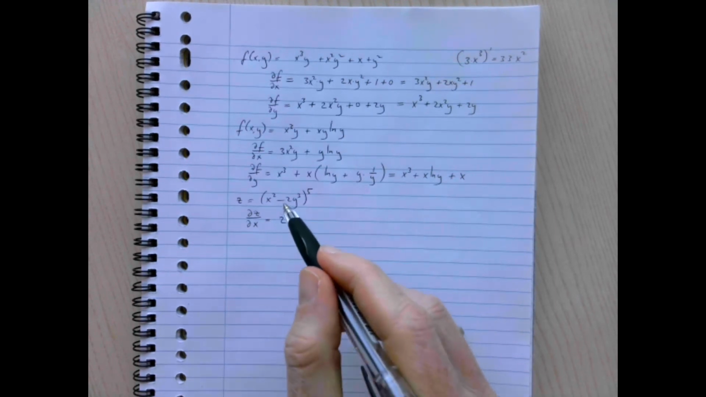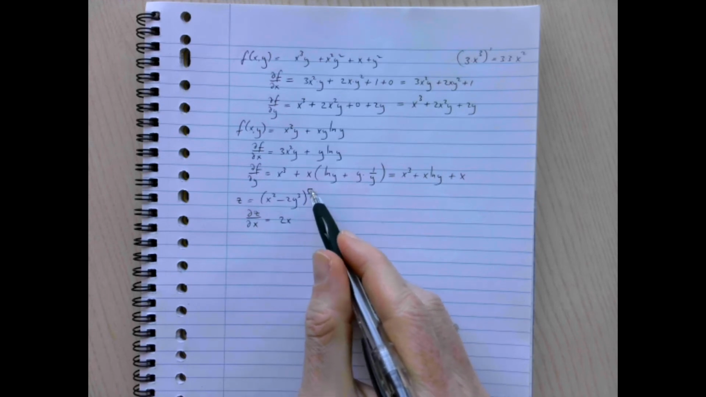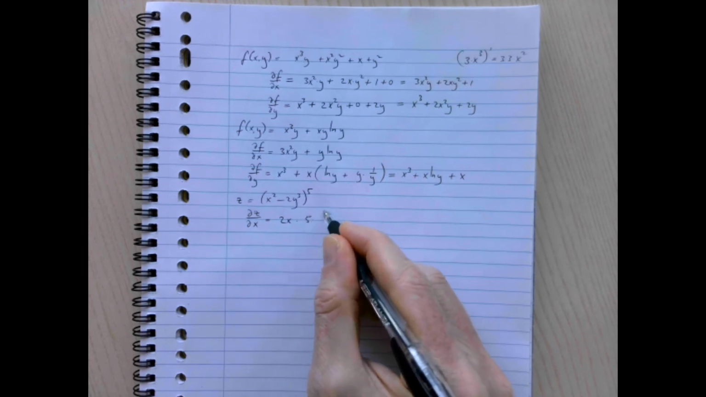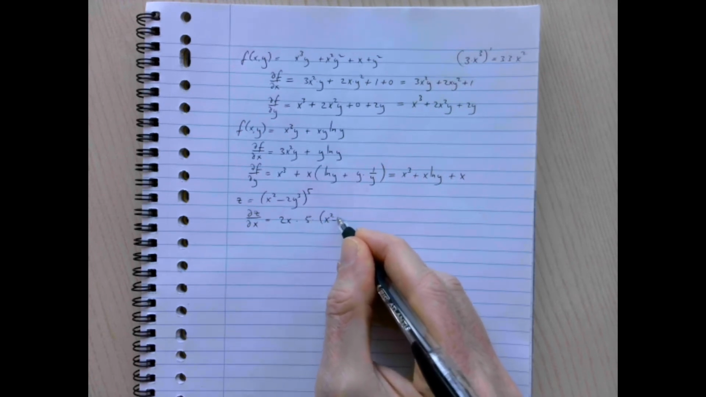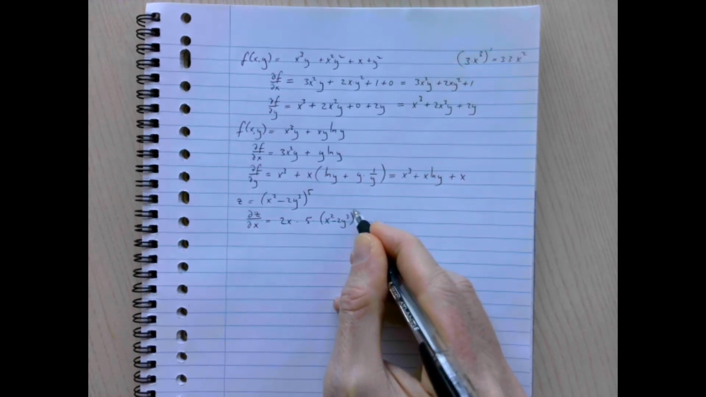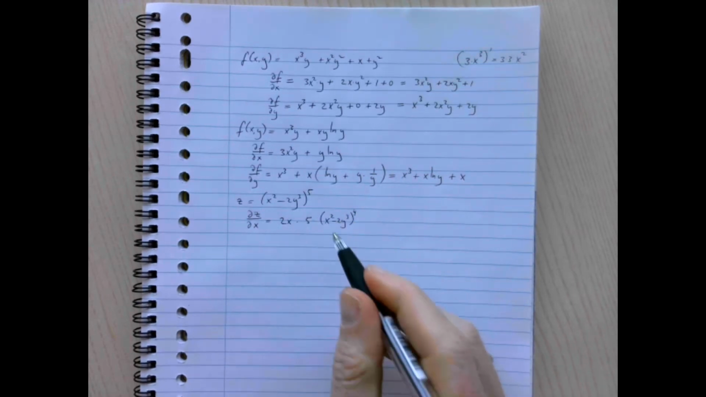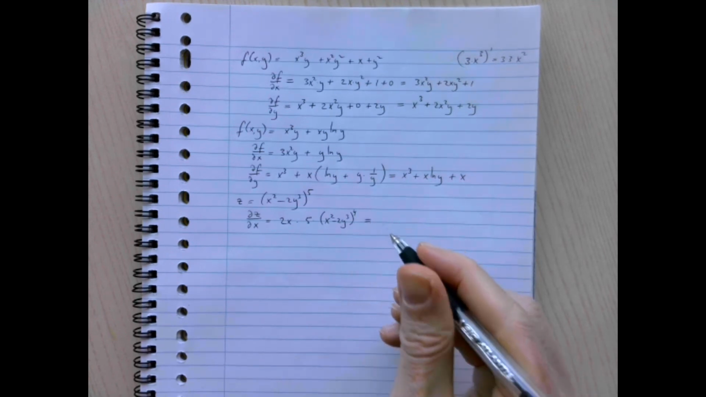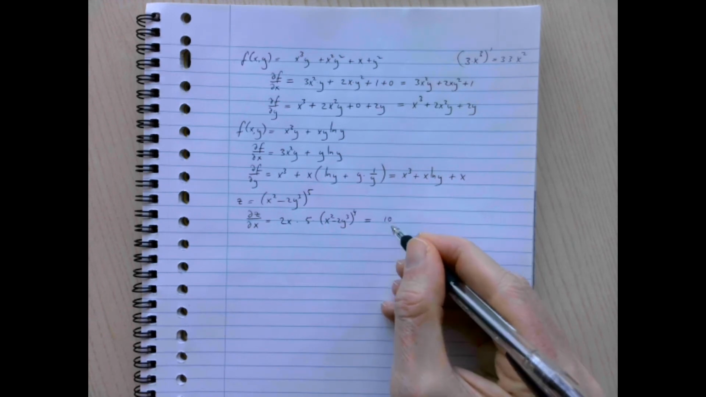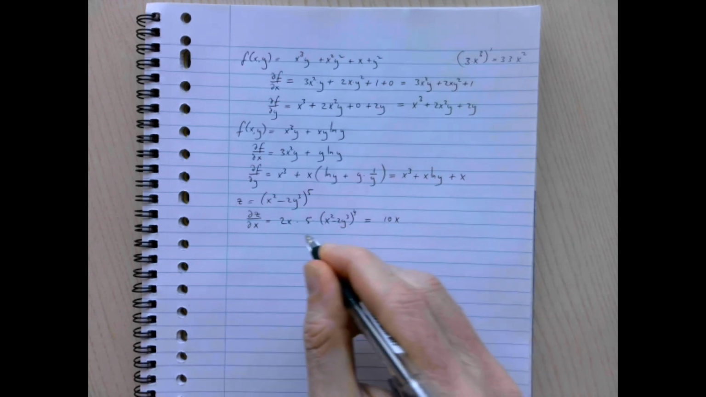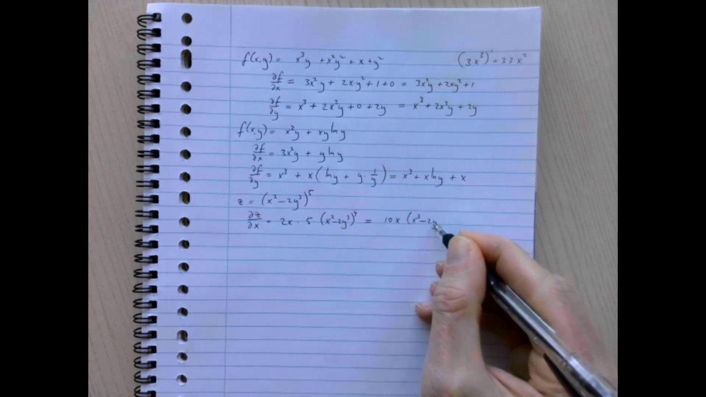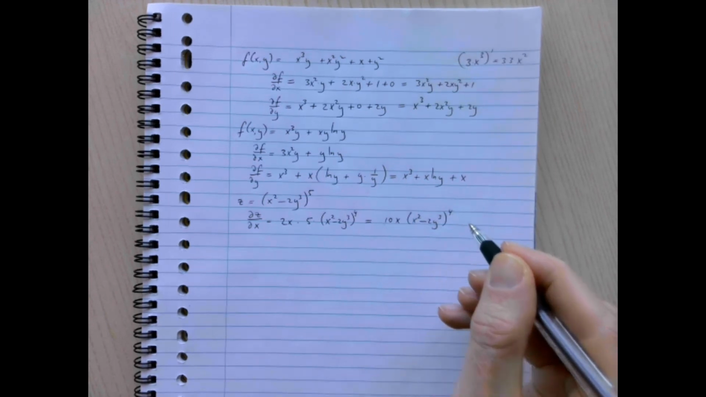And now I have to take the exterior function, which is raising something to the power 5. So I have to multiply this by the derivative of the exterior function, which is 5 times this interior part to the power 4. So 5 gets in front, the power gets reduced to 4. Or in other words, this comes down to 10x times x squared minus 2y cubed to the power 4.